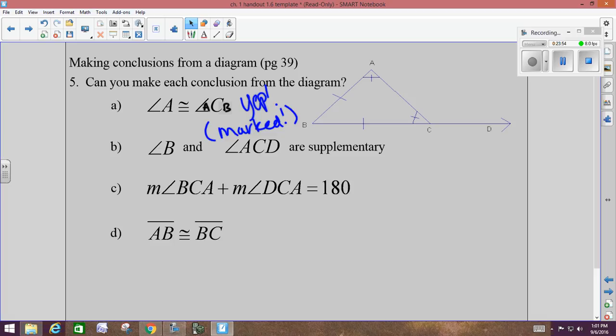Hunter, part B, angle B and angle ACD, supplementary. That's what I have marked in red up here, and those are the two angles that we want to know if they're supplementary or not. Why not? Excellent. Good job. Nope, these wouldn't be supplementary. We don't know the angle measures for them, and they don't form a straight line.